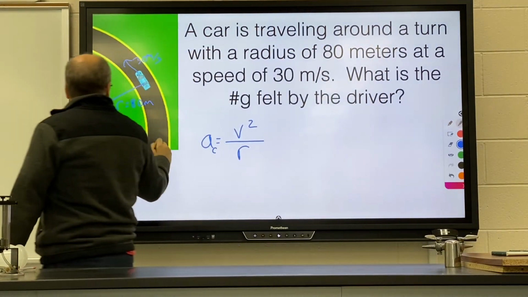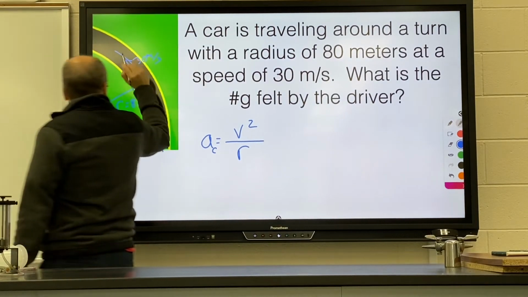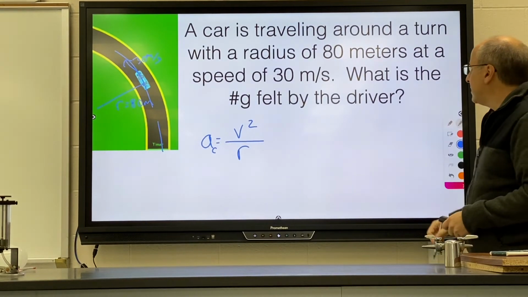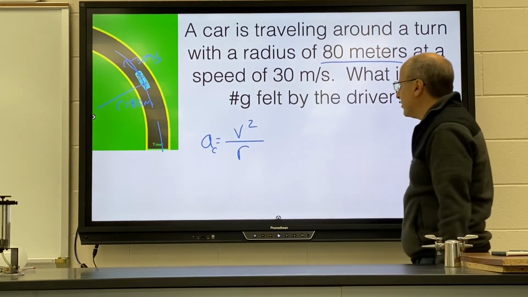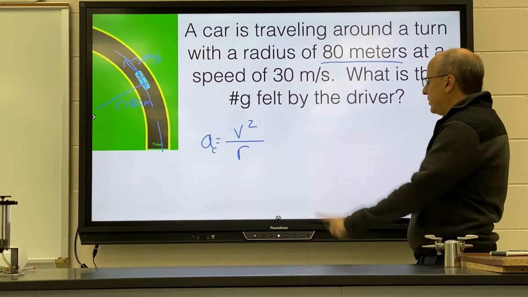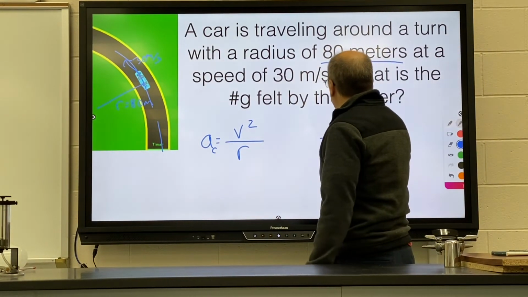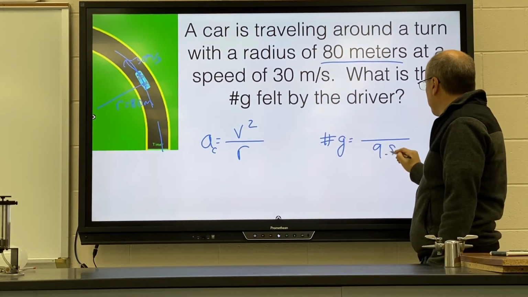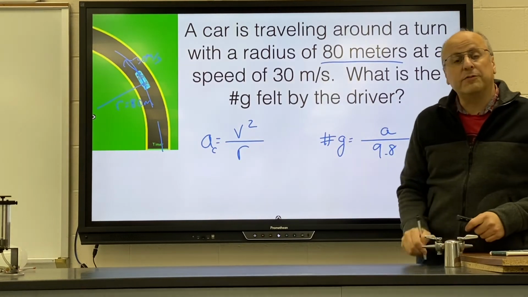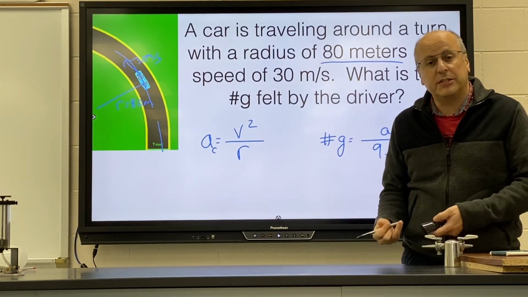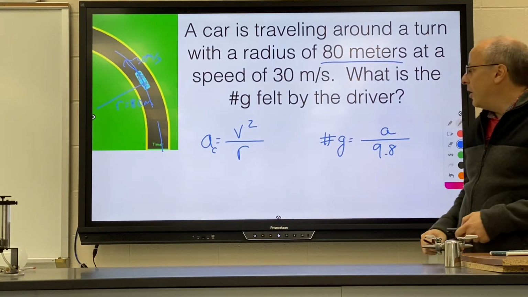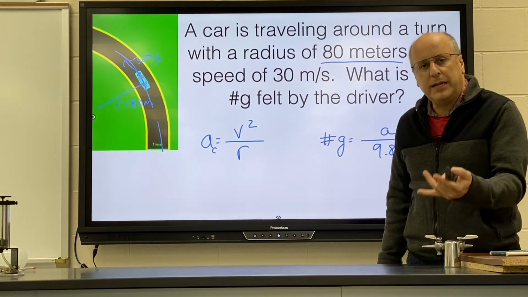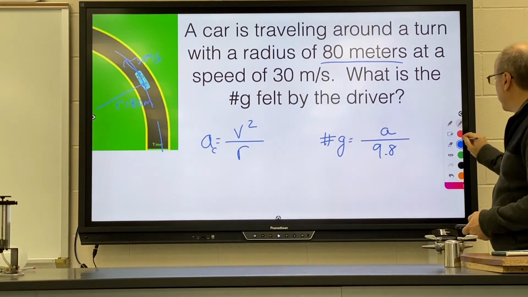Realize the radius of the turn would be if you completed this circle that the car is going in, how big of a circle would that be? And in this case, it would have a radius of 80 meters. So go ahead and plug in your numbers and get your acceleration. Once you get your acceleration, you then want to plug that in to our number of G's formula to find out how many G's the person is experiencing. Okay? And I had this person go pretty fast around this turn, so expect a pretty healthy number of G's when you work this out.